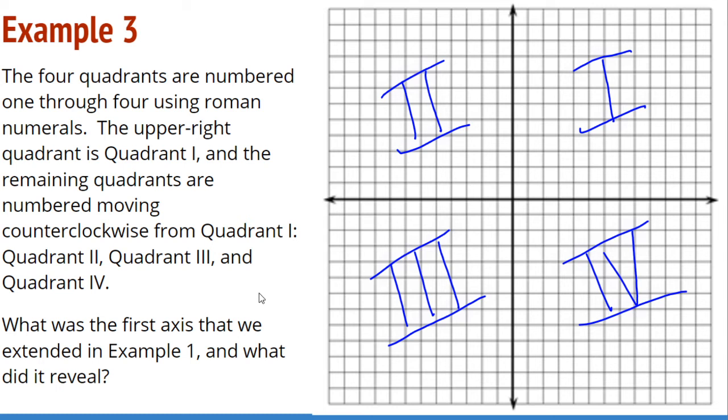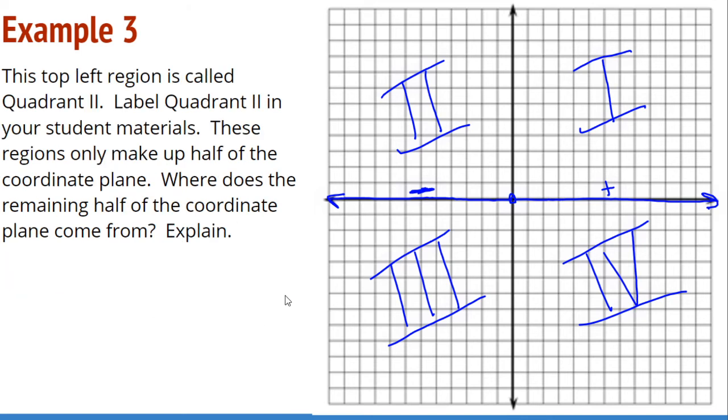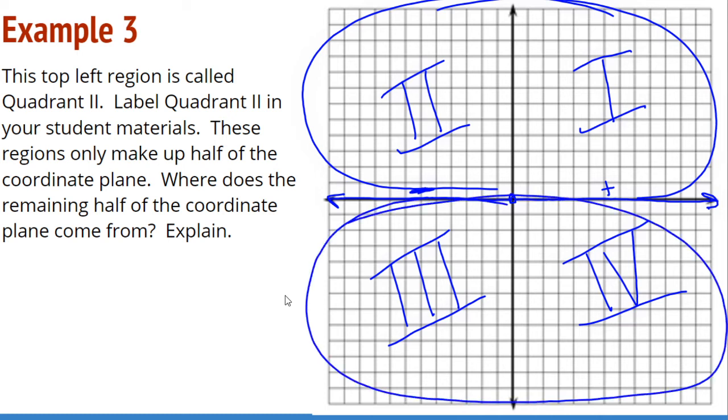So clear back in example 1, back when we started the lesson, we expanded an axis. We started with our point and we drew this line, and then we came back and drew this line. And when we drew that line, we all of a sudden had negative numbers. We had positive when we started, but then we had the negative numbers. When we dipped into those negative numbers, we revealed this new region of the coordinate plane. So this top left region is called quadrant 2. These two are only half the coordinate plane, which is pretty obvious if you look at the screen. The remaining half of the coordinate plane is down here, and that comes when we extend the y-axis down into the negatives.